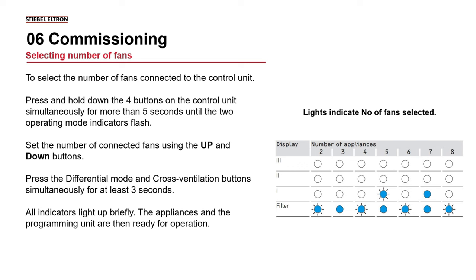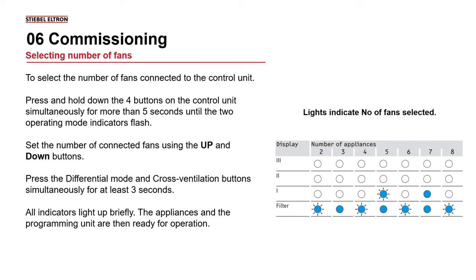During our first startup or commissioning, we will need to select the number of fan units connected to the controller. To do so, press and hold the four buttons on the control panel for more than 5 seconds until two operating mode indicators flash. Our next stage is to use the fan speed up or down buttons to set the number of fan units connected to our controller.